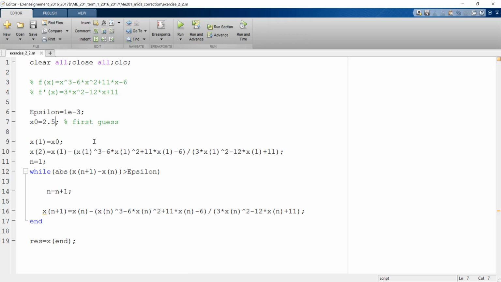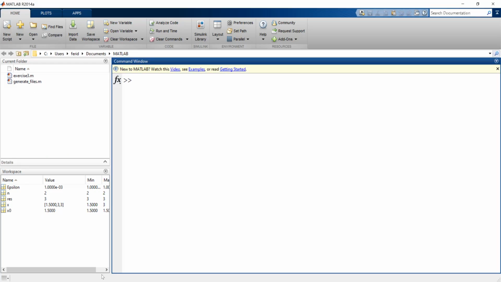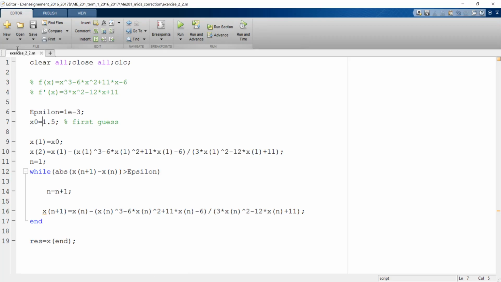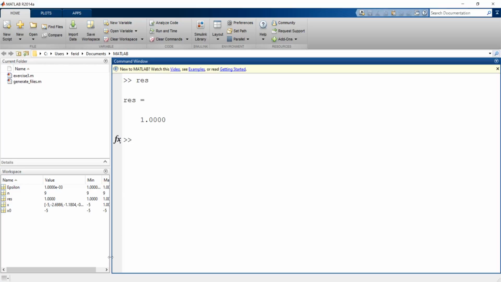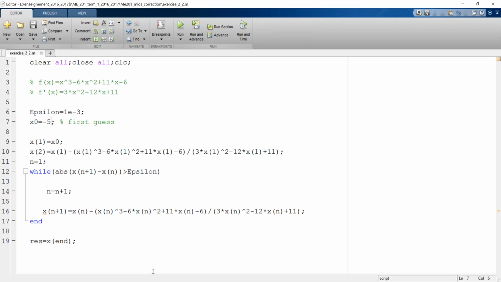If you take maybe as a first guess 1.5 and you run, the result would be 3. And if you take something like -2 or -5 and you run it like this, your result will converge to 1. Sometimes you will not get all the roots because of some numerical problem. For me, if you do this script, no problem, you will get the full mark. So it is as simple as this.